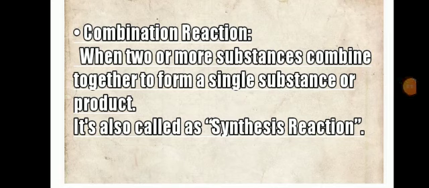When two or more substances combine together to form a single substance or product, this is known as a combination reaction, and it is also called a synthesis reaction, and also a composition reaction. So remember the names that we use for the combination reaction. Remember that in a combination reaction, only a single product is formed. That is very important. Not more than one product is formed. Only a single substance or product is formed as the end result.